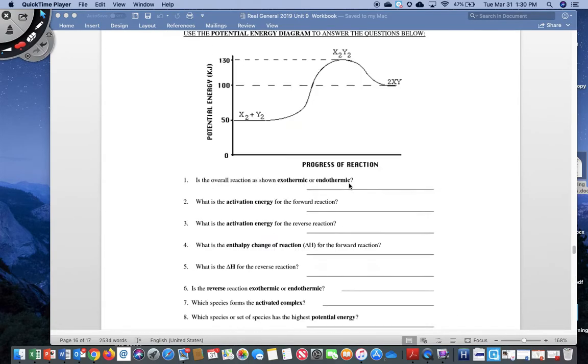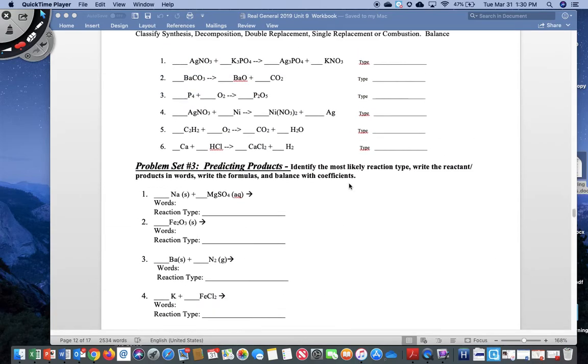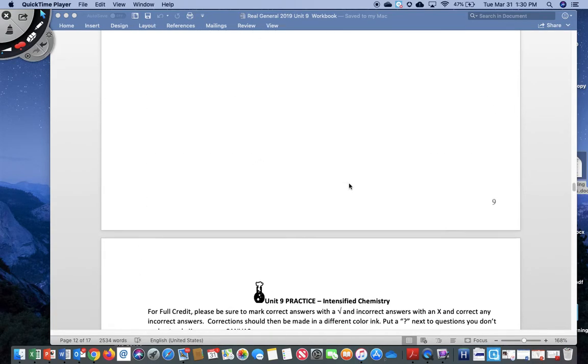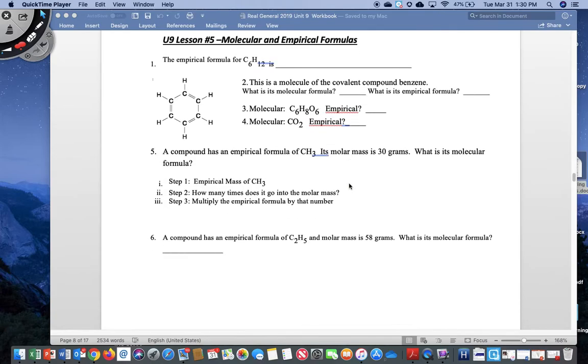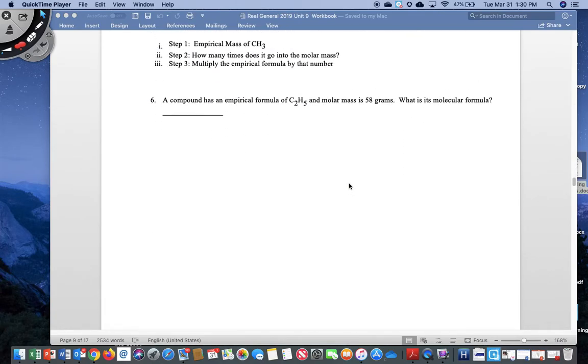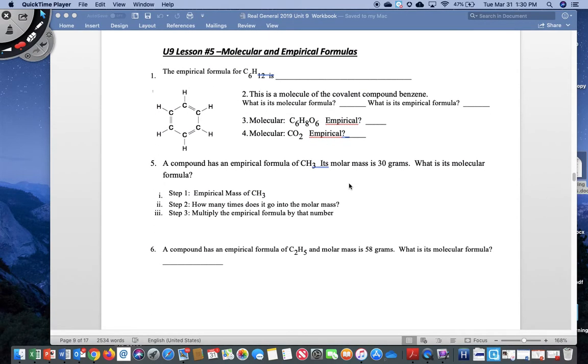What you're going to do first is take notes as I go through the PowerPoint, and you are going to begin the notes on page 9 of your workbook. So it's lesson 5 in the workbook, molecular and empirical formulas. So let's get started.